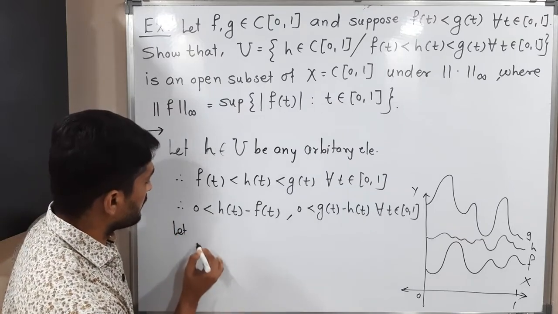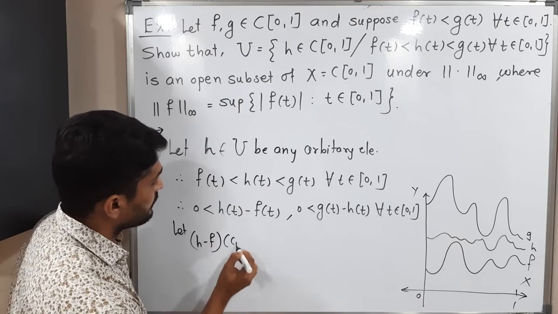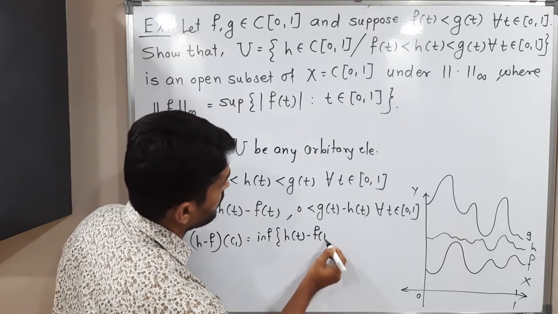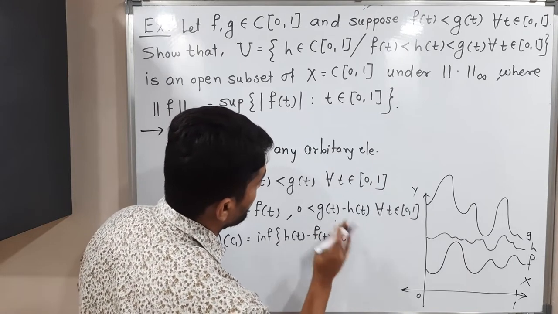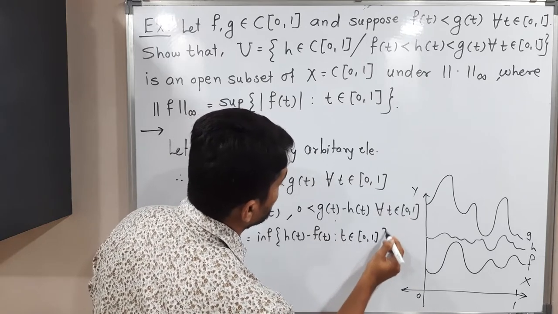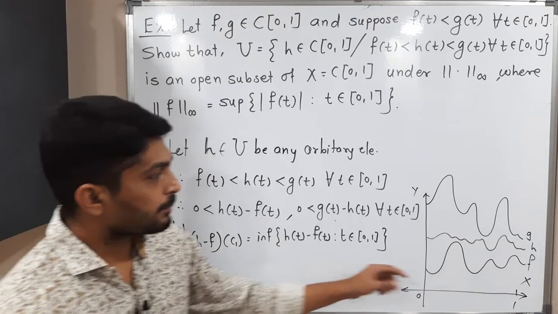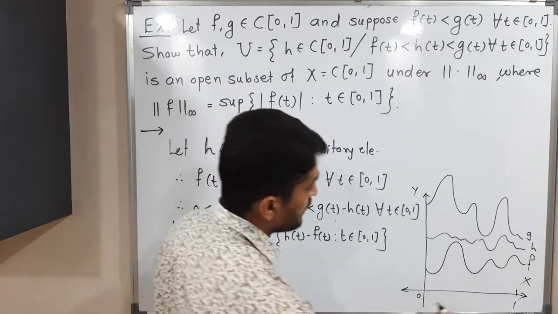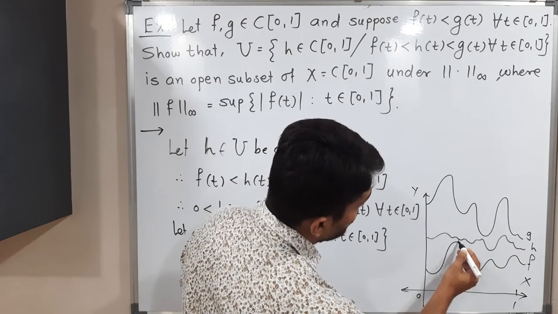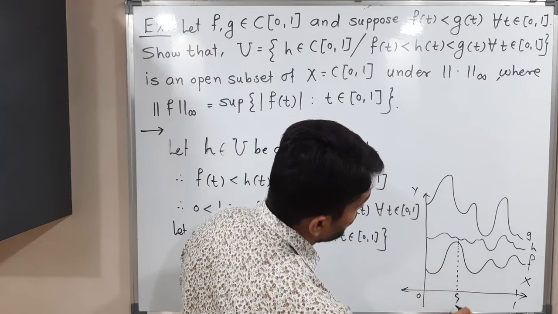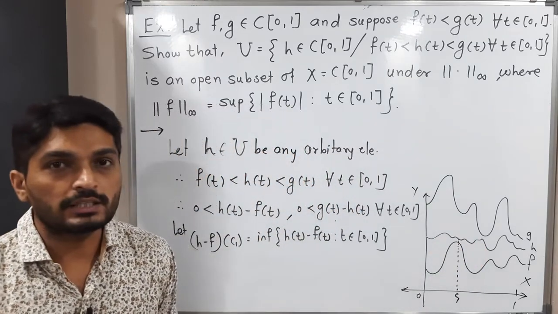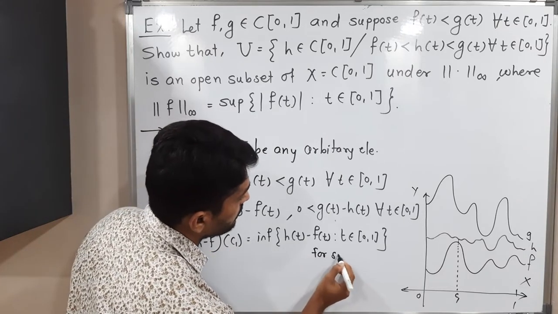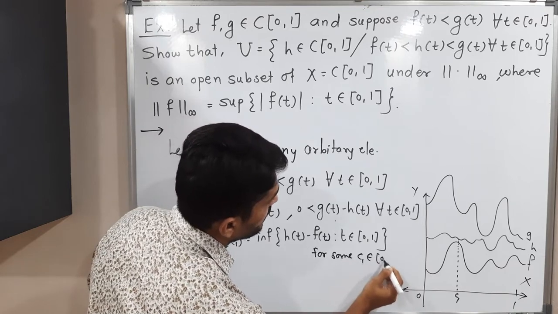Let me write here, h minus f of c1 is equal to infimum of h of t minus f of t, where t belongs to closed interval 0, 1. Getting? So what is the meaning of that? We are subtracting f of t from h of t, but at the point where the function has a minimum value, the difference should be minimum. In this diagram, you can easily see at this point c1, the difference between h of t and f of t is minimum. So that is nothing but point c1 here. Let me mention for some c1 belongs to closed interval 0, 1.